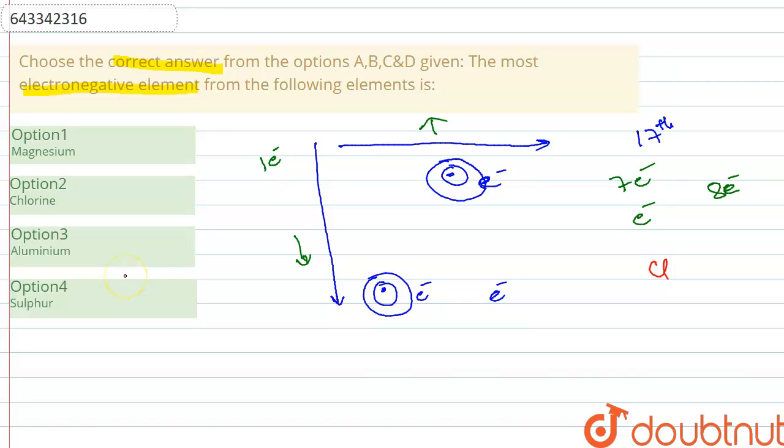Magnesium and aluminium are the elements that are present on the left side of the periodic table, whereas sulfur is present on the right side, but still it is present before chlorine. So chlorine is the most electronegative amongst the four options. Chlorine is the rightmost element among these in the periodic table, so chlorine will be the correct answer for this question. So option 2 is correct.